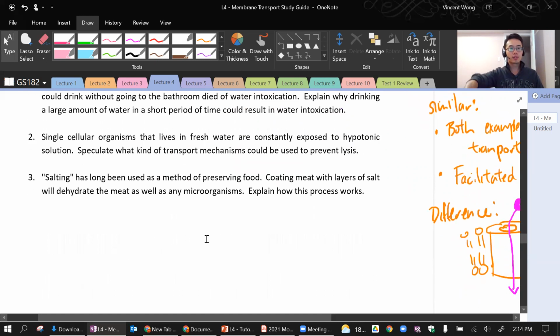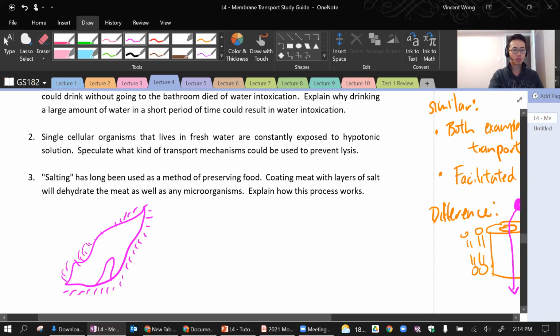Next, single-celled organisms that live in fresh water are consistently exposed to a hypotonic solution. Speculate what kind of transport mechanism would be used to prevent lysis. So last class we talked about this thing, right? I don't know if you remember it. There's a mouth here, and then it has a lot of cilia around it, right? I think some of you mentioned the name of this.